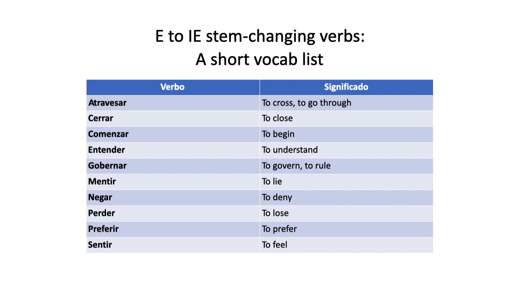So, for example, looking at this short vocab list, atravesar, what endings would I use for that? Well, ar endings, right? Entender, what endings do I use for that? Er endings. Preferir, ir endings, right? So that part does not change, right? And that is why it's so important that you know those endings by heart.